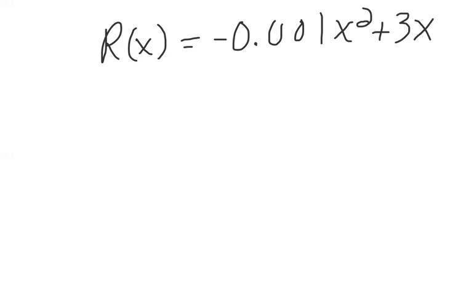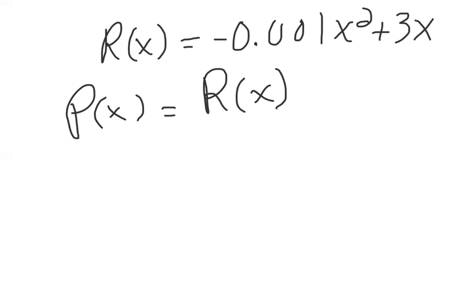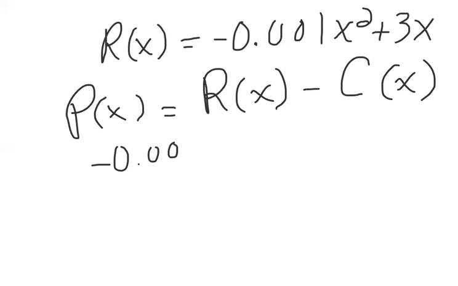So now they want us to write a profit function. How do you calculate the profit from a business? You take the total revenue you collected and you subtract the costs. So the revenue function is negative 0.001x squared plus 3x. And then you're going to subtract the cost function. What was the cost function?